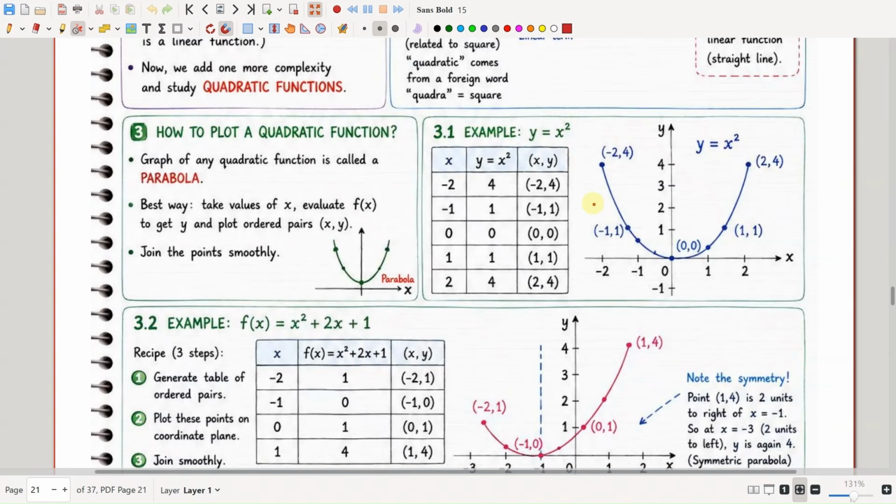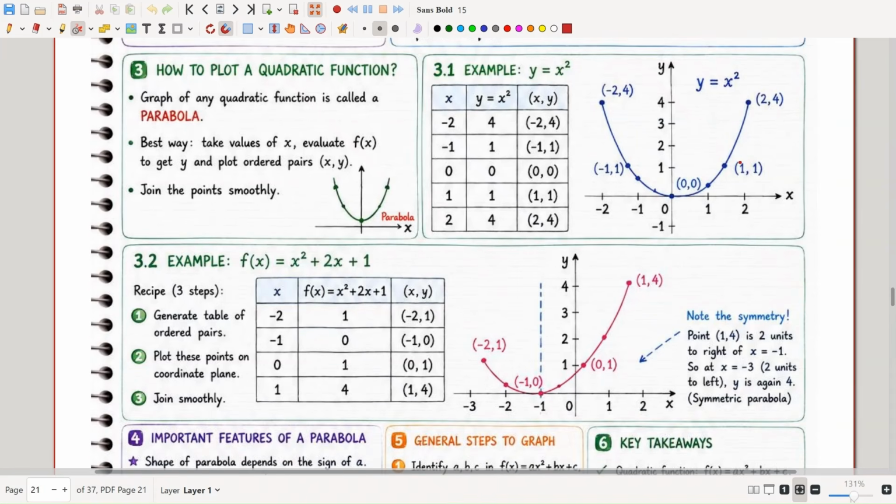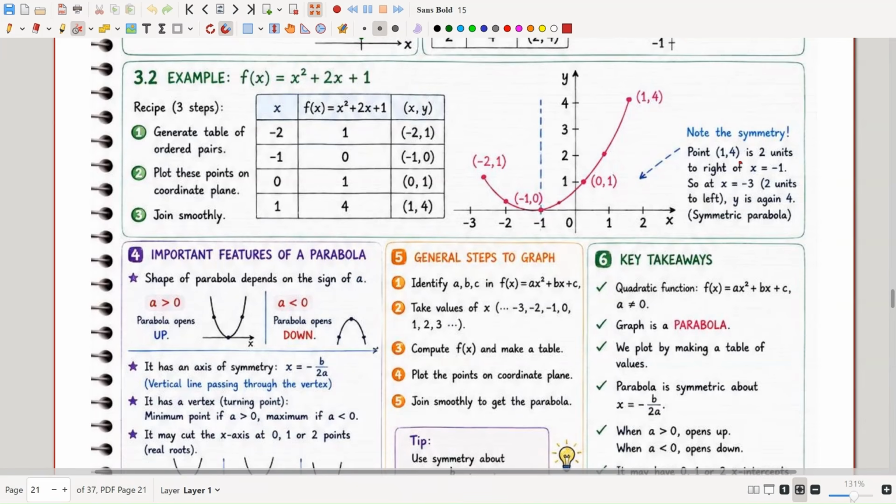So I'm plotting all those points here: (-2, 4), (-1, 1), (0, 0), (1, 1), and (2, 4). Okay, so I'm joining all these points and getting a smooth curve, which is a parabola. So the graph of a quadratic function is a parabola. Now let's see an example here. Example: f of x is equal to x square plus 2x plus 1.